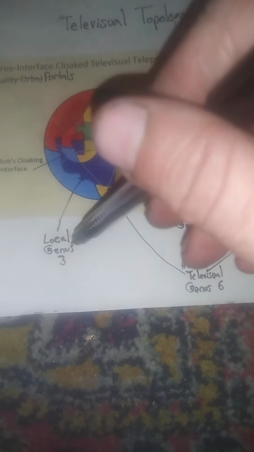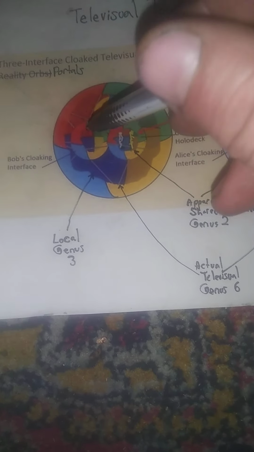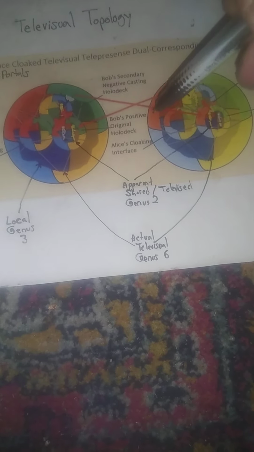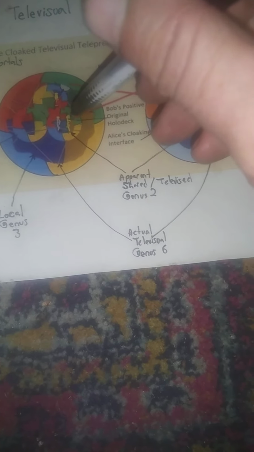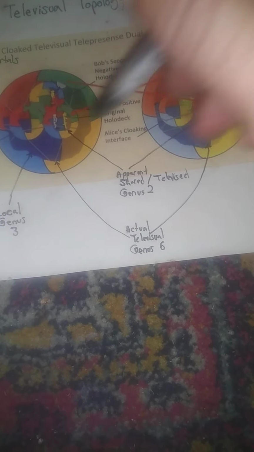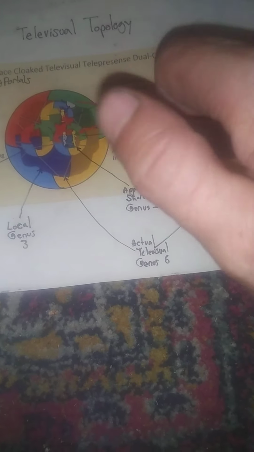And the local torus is genus 3. This person, Bob, his local genus is 3, but the combined shared genus of these 2 televisual portals is 6. And it's apparent to them that it's 2 because they only experience their holodecks with each other. 2 different alternate possibilities of her environment or his environment televised to each other. So it's a new type of, I guess, televisual topology, televised topology.